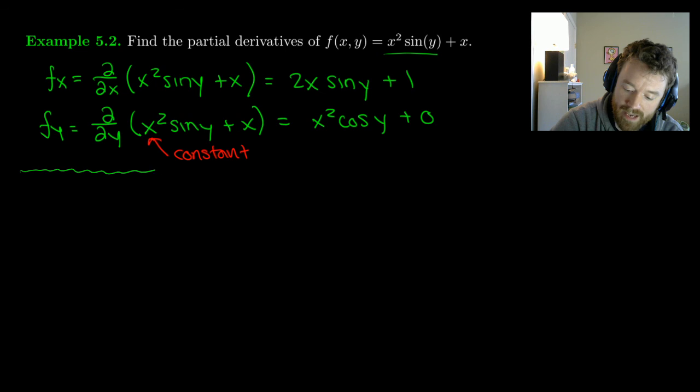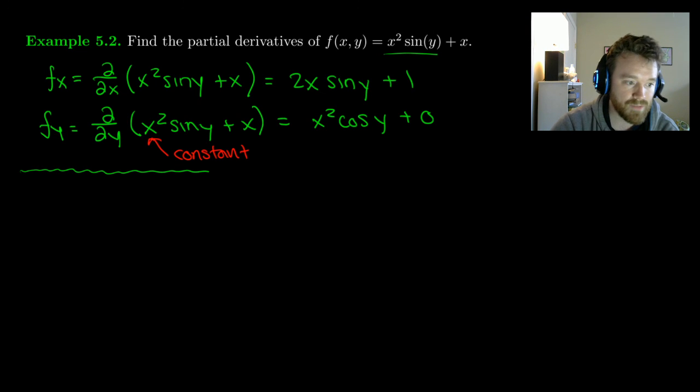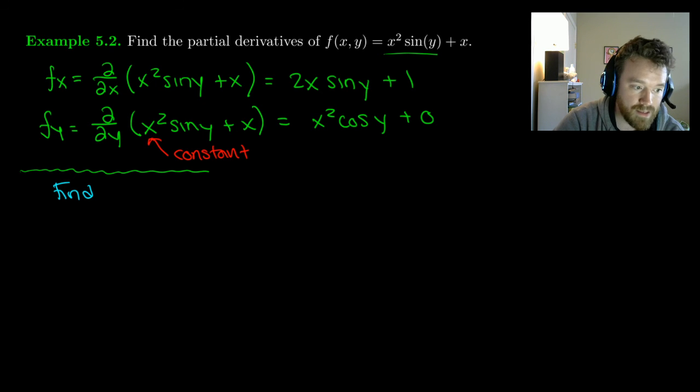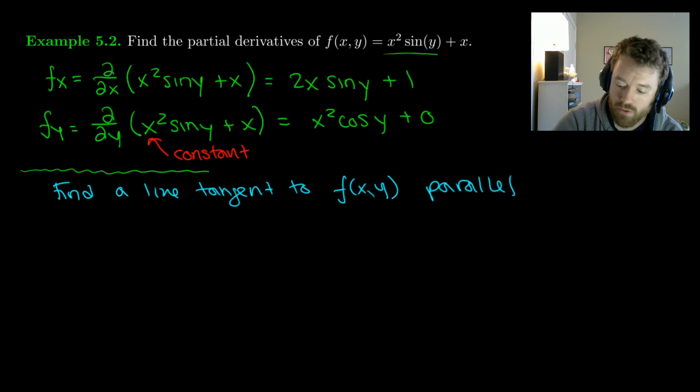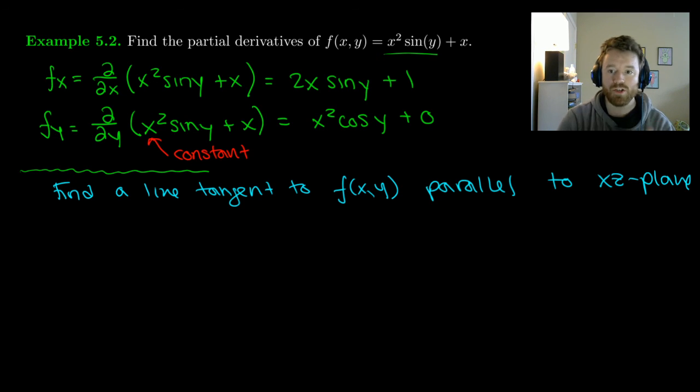So actually, maybe let me ask another question here, add on to this question. Let's suppose I want to find the tangent, find a line tangent to this f of xy that's parallel, let's say, to the xz plane. In other words, I want to move in a direction that's strictly in the direction of y. I don't want x to change, and I want to know what is the tangent of this. What is the slope of the tangent?